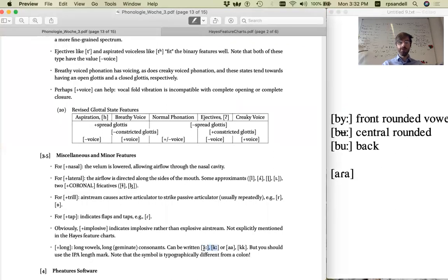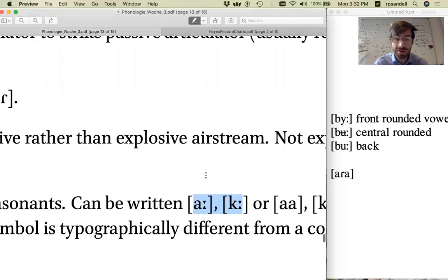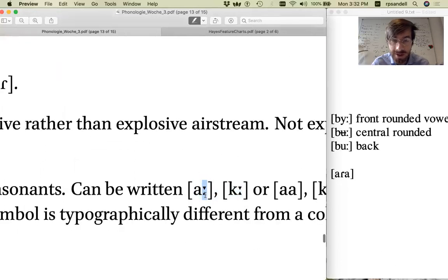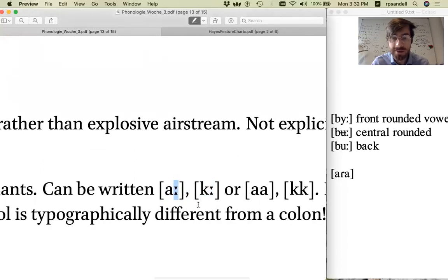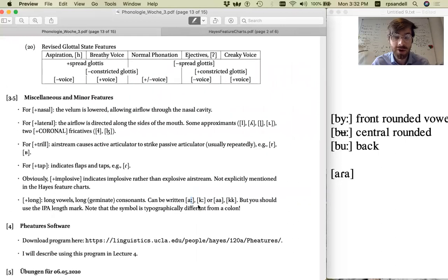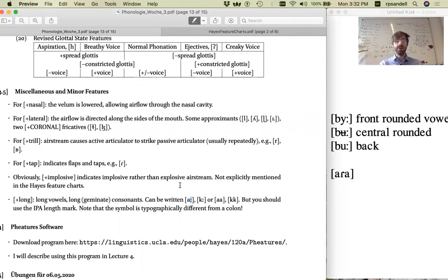I'll usually use the International Phonetic Alphabet sign of these 2 points. Let me zoom in briefly so you can see exactly what that looks like. Remember that this is different from a colon when you're trying to indicate length in the International Phonetic Alphabet.